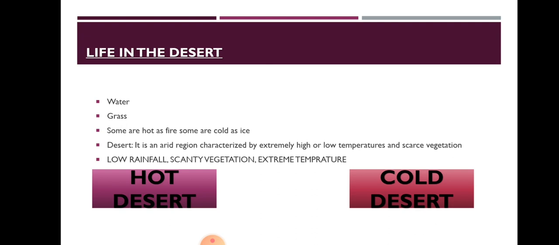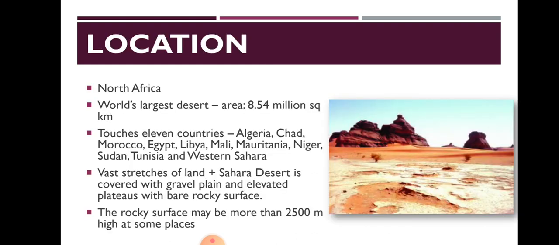So let us first understand the meaning of desert. Desert is basically an arid region characterized by extremely high or low temperatures and scarce vegetation. Here we can see that the rainfall is very low, the vegetation is scanty and sparse, and the temperature is extreme. So, deserts found in the world are categorized into two types: hot desert and cold desert.